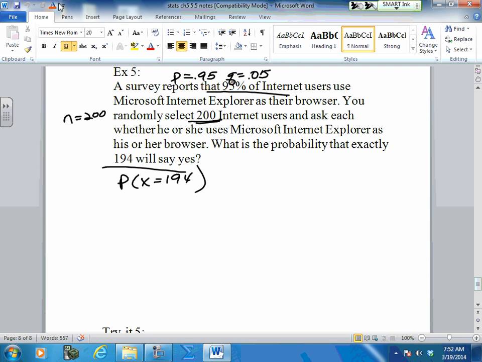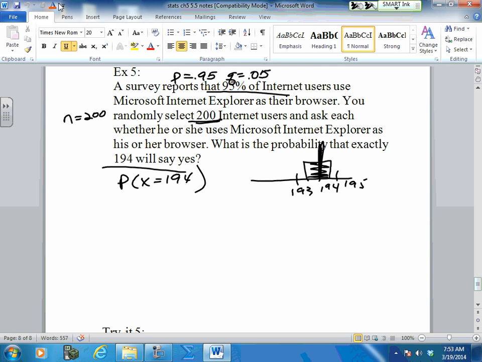Why are we doing equal to? Exactly, because you only want them to say exactly 194. Yeah, we're going to have to change it a little bit because our rule is we drop 0.5 on the low end and add 0.5 on the upper end. We have to make a bar out of this 194. Here's 194 all by itself, and here's 195. You have to bring this bar out halfway. And here's 193. You have to bring that bar halfway.